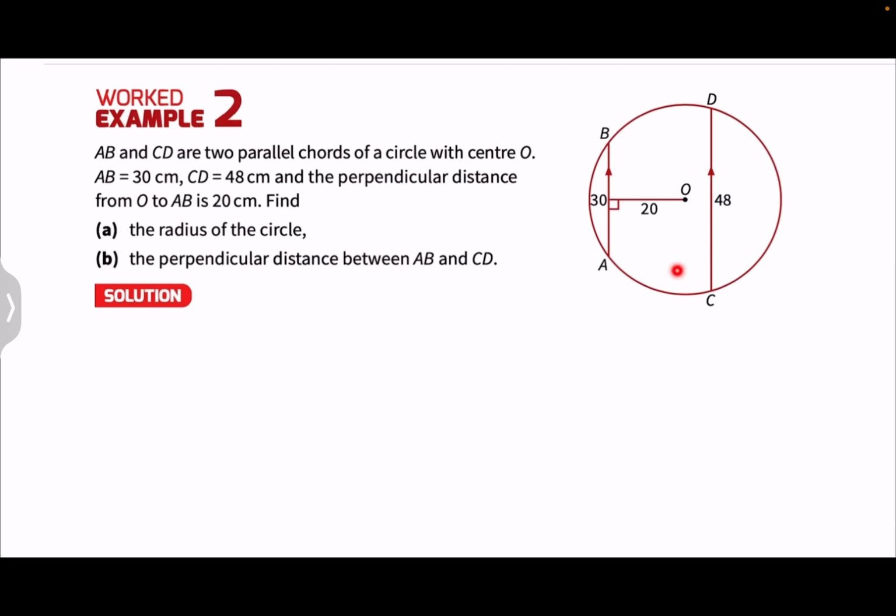So in this diagram, we are given a circle where AB and CD are two parallel chords on the circle. The length of AB is 30 cm, CD is 48 cm, and this perpendicular distance from the center of the circle to the chord AB is 20 cm. And we want to find two items, part A, the radius of the circle, and part B, the perpendicular distance between the two chords AB and CD.